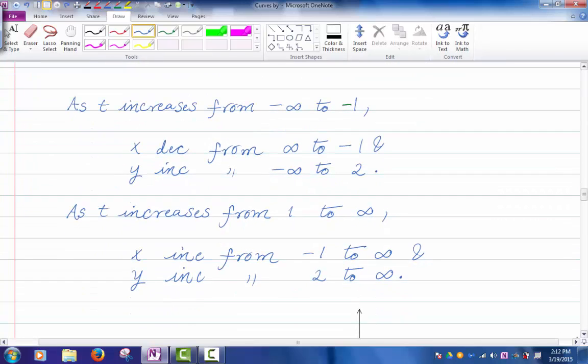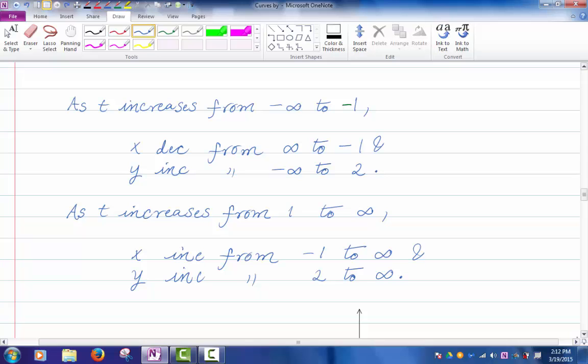Once I know that, let me write that down. As t progresses from negative infinity to negative 1, x is decreasing from infinity to negative 1, y is increasing from negative infinity to 2. Okay? And then as t progresses from 1 to infinity, x is progressing from negative 1 to infinity, y is progressing from 2 to infinity. That's the recap of what we did. And then we're going to apply that to come up with the orientation, okay?